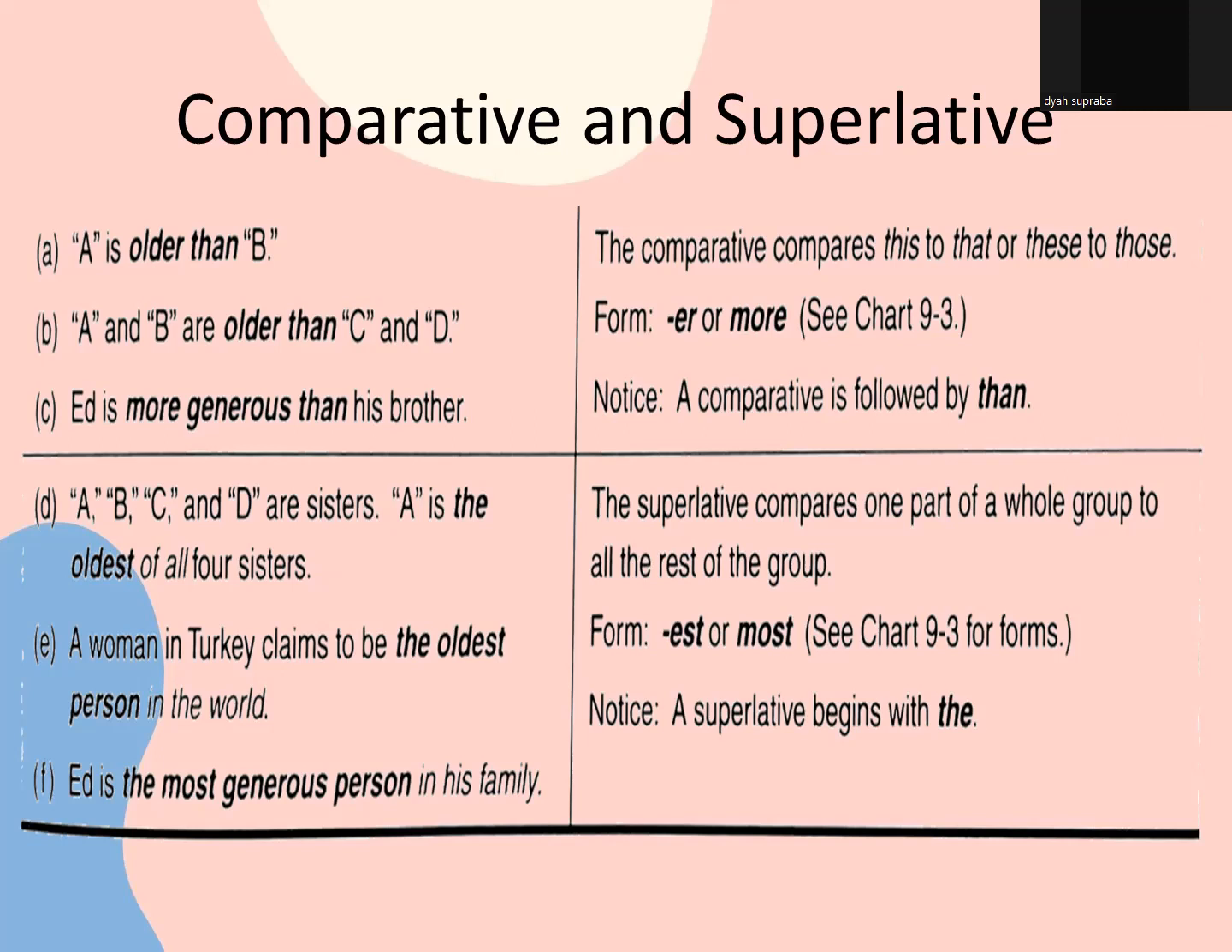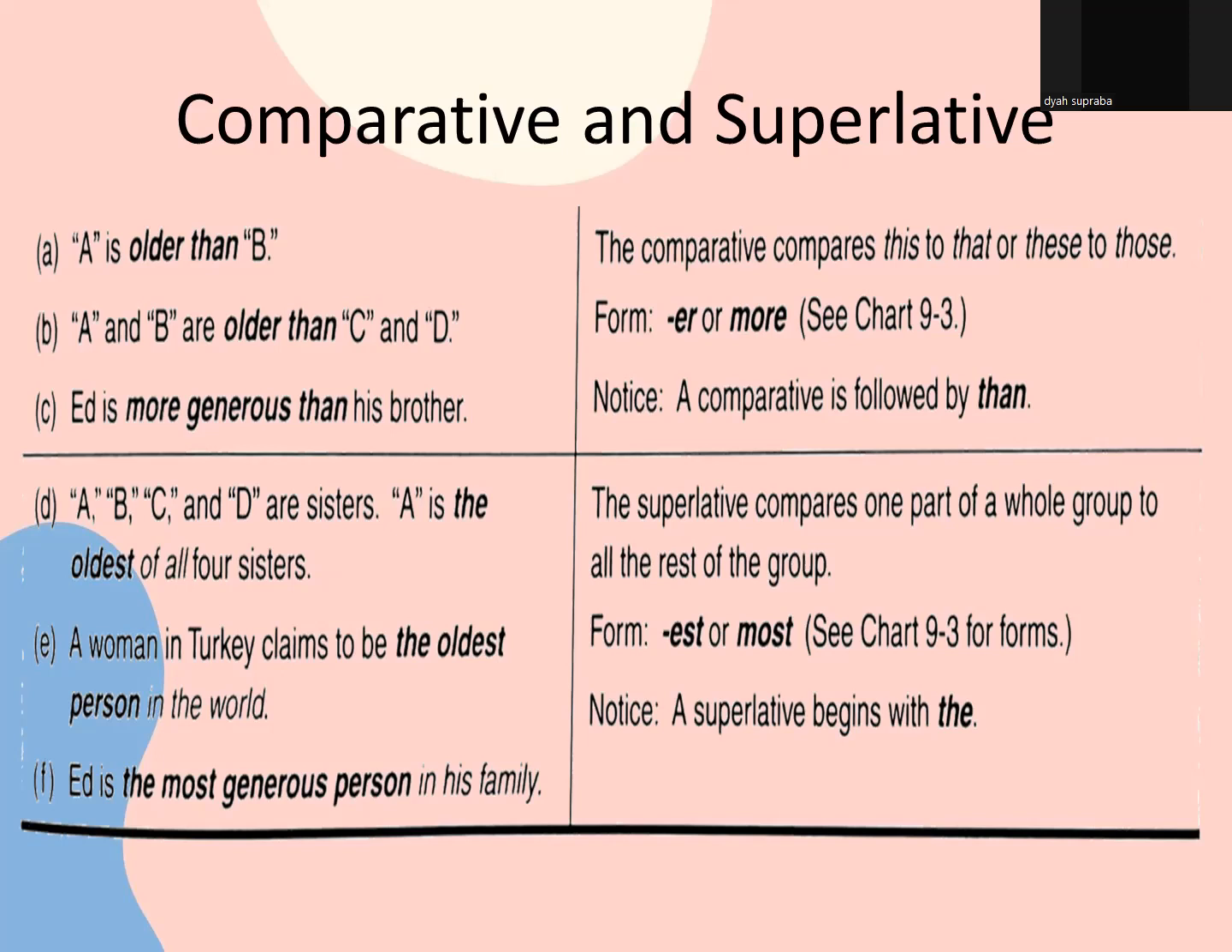And then the next one, we are going to use superlative. The superlative compares one part of a whole group to all the rest of the group. For example, A, B, C, and D are sisters. A is the oldest of all 4 sisters. E, a woman in Turkey claims to be the oldest person in the world. And F, Ed is the most generous person in his family. So how do we make superlative? We make superlative by adding est to the adjective or by adding most with the adjective.